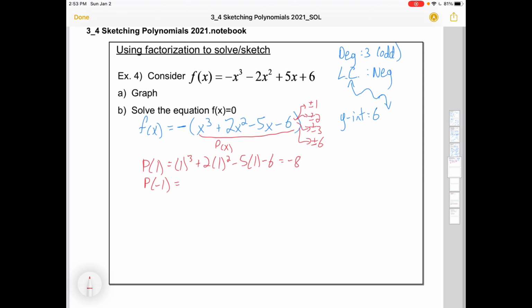P at negative 1. So again, I'm just using this polynomial and I'm plugging in the number negative 1. Negative 1 cubed plus 2 times negative 1 squared minus 5 times negative 1 minus 6. I think it's a good idea to do these without your calculator. Keeps your mind sharp, and also it takes a long time to put them in the calculator. That's 7 minus 7. We just found ourselves a factor. And because it's this negative 1 that we subbed in, that means x plus 1 is a factor. Yay!